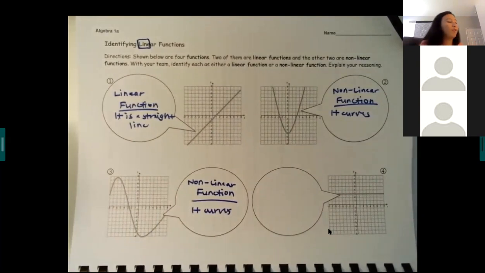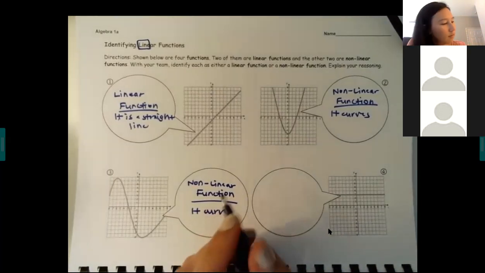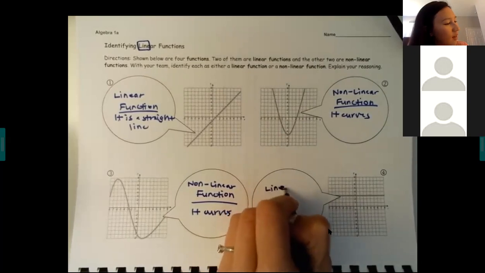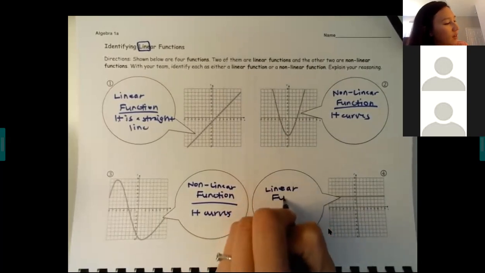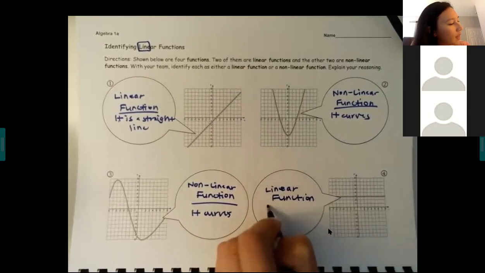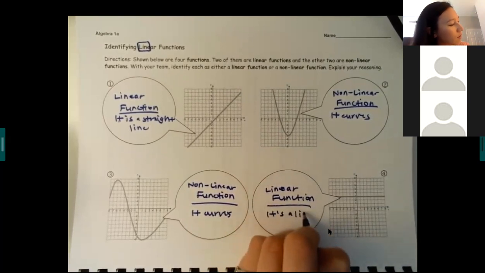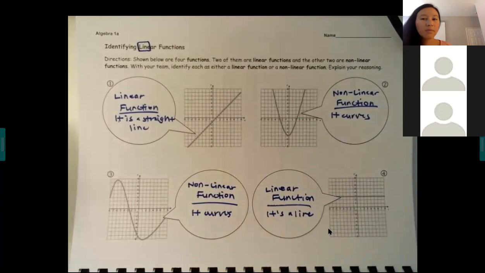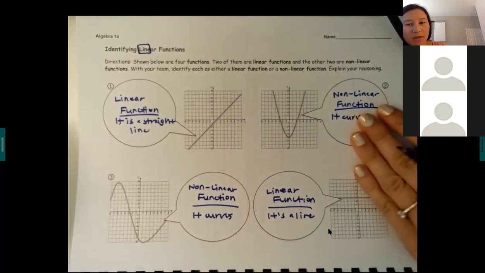Cheyenne, what do you think for number 4? Is that a linear function or a nonlinear function? It is a linear function. Excellent. It's a line. So it's a linear function because it's a line. All right. Any questions on this page? Nope. Okay, and I'm not going to make you fill out this page because I think we get it.